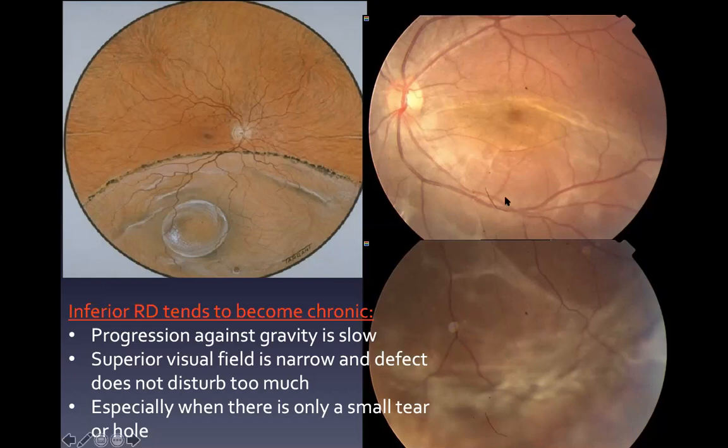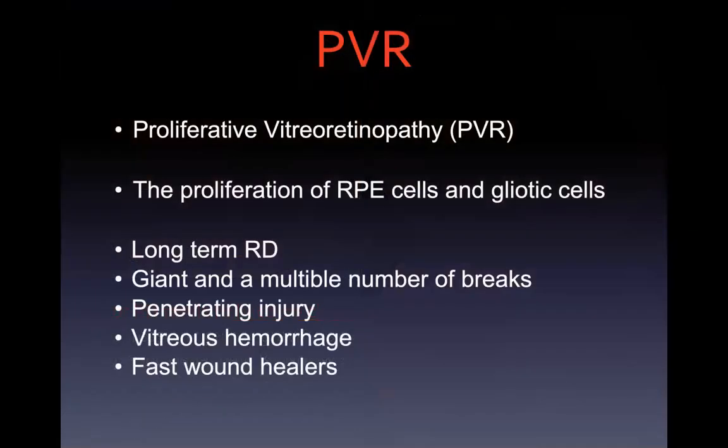When it comes too late, as you see here, there are some contractile membranes which are formed by retinal pigment epithelium under the retina or over the retina, which we call proliferative vitreoretinopathy. This is a very, very big problem in our fight for retinal detachment.